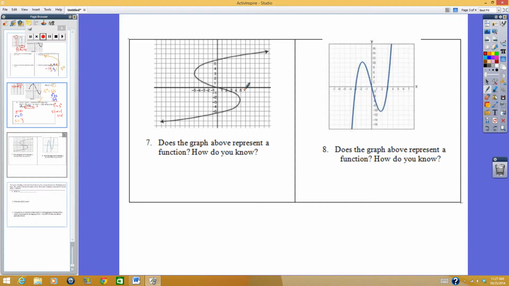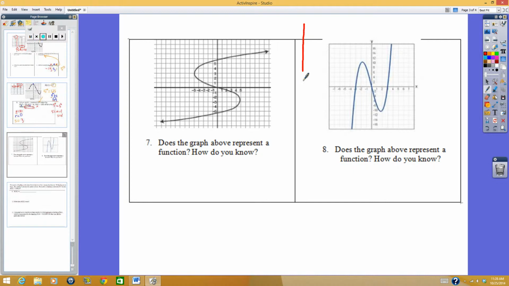This was the vertical line test that we taught you guys. If you draw a line straight up and down or whatever, if you draw a vertical line, right, and it hits your graph only once, it passes, and it is a function. If it hits it more than once, it fails, and it is not a function. We actually did these exact 2 in class. I'm not going to give you the answers to those.